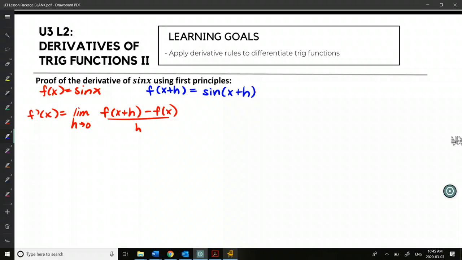If we think back to advanced functions, we actually have a way of expanding out the sine of x plus h. Can someone just grab that back door there? We actually have a way of expanding out the sine of x plus h, and it is not sine x plus sine h. How do we expand something like the sine of x plus h? Grayston?